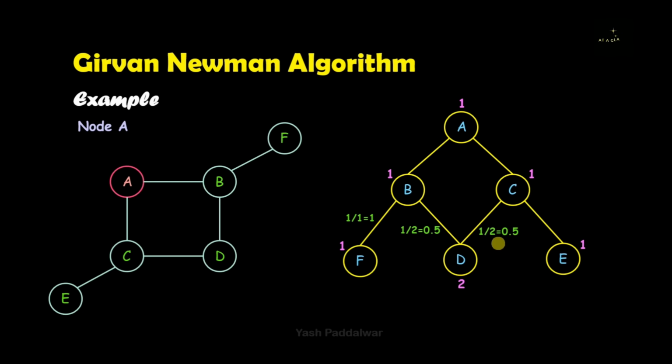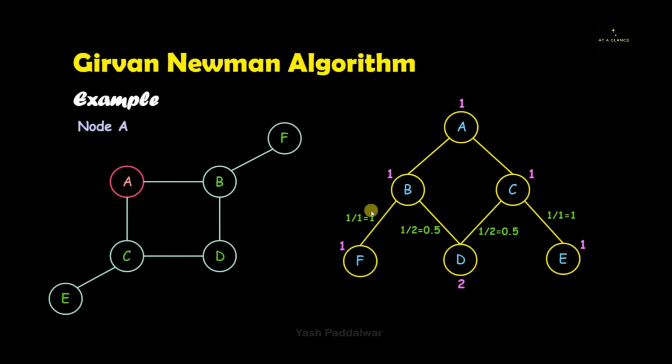Similarly, for the edge CD, it will be 1 by 2 again, which is 0.5. For the edge CE, we have 1 as the node weight of C as well as 1 as the node weight of E. 1 divided by 1 will be 1. So we have calculated the edge betweenness of all the edges which are stuck to the leaf node.